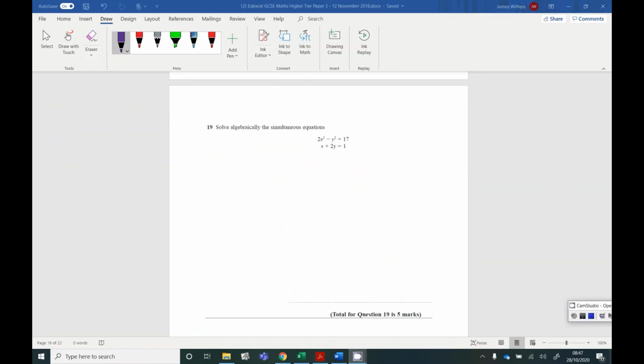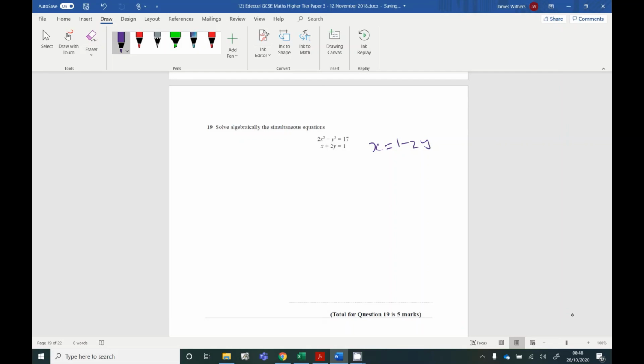Question 19. So we are going to substitute the linear equation, the bottom one, into the non-linear, the top one. So first of all, make either x or y the subject of the linear one, and clearly it's easier to make x the subject by taking away 2y from both sides. So x equals 1 minus 2y.